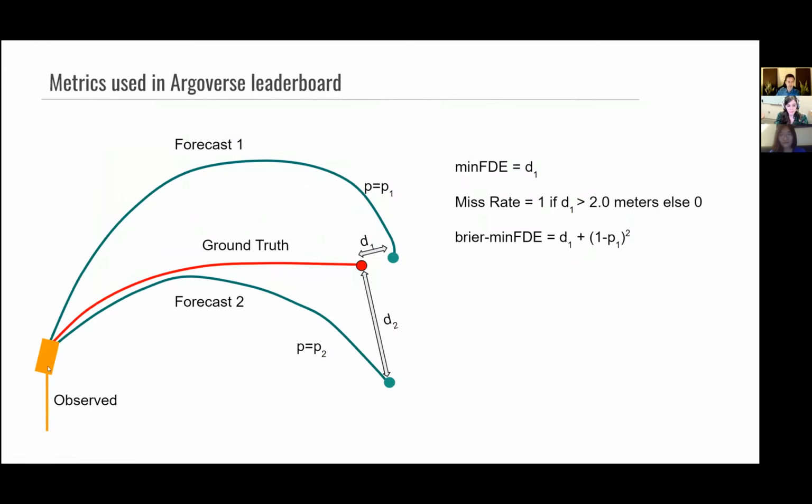Here's another visualization of that. You get to observe 2 seconds, you forecast 3 seconds. You can make multiple guesses. We usually use a setting with 6 guesses. It's just showing 2 here.